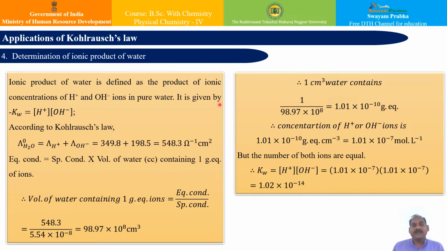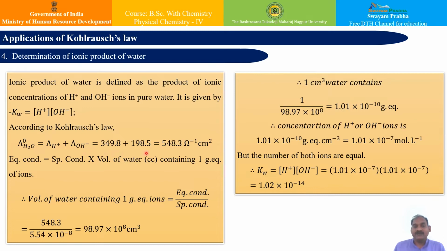The next important application of Kohlrausch law is the determination of the ionic product of water. The ionic product of water is defined as the product of the ionic concentrations of H plus and OH minus ions in pure water. It is given by Kw is equal to the H plus concentration into the OH minus concentration. According to Kohlrausch law, the equivalent conductance at infinite dilution of water can be represented as lambda of H plus plus lambda of OH minus.